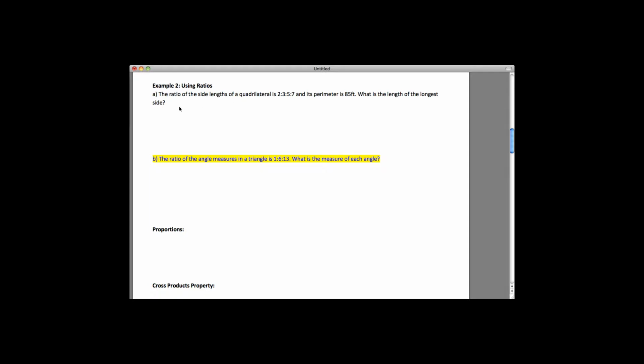And so in this case, what we're going to say is it's really 2x to 3x to 5x to 7x, because if x is 1, then it's 2 to 3 to 5 to 7. But if x was 2, it would be 4 to 6 to 10 to 14, but that would reduce down to 2 to 3 to 5 to 7. And so if this quadrilateral, which has 4 sides, has a perimeter of 85 feet, what we're going to say is 2x plus 3x plus 5x plus 7x is equal to 85, because regardless of what x is, it's all going to add up to 85 when we get done. Okay? And so when we combine like terms, we get 17x equals 85. So therefore, x equals 5.